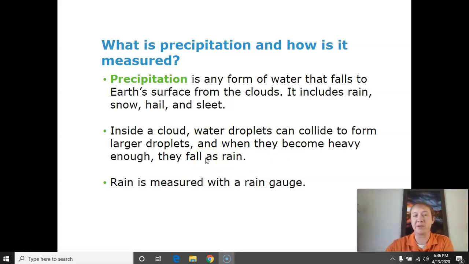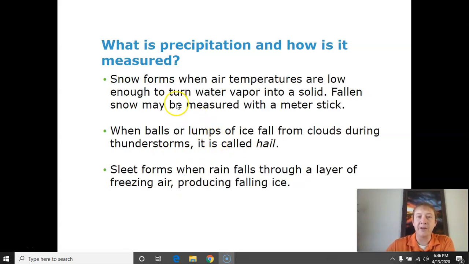The gauge basically measures how much rain falls in a small area, and we can determine how much rain fell. The other type, snow, for example, forms when air temperatures are low enough to turn water vapor into a solid. Basically they normally will stick to something like a piece of dust. As the molecules start forming together, they form as a solid. And then once they are heavy enough, they will fall. Normally we measure these by how deep or thick the snowfall is. And there are actually different types of snowfall that can factor into how much we actually measure.